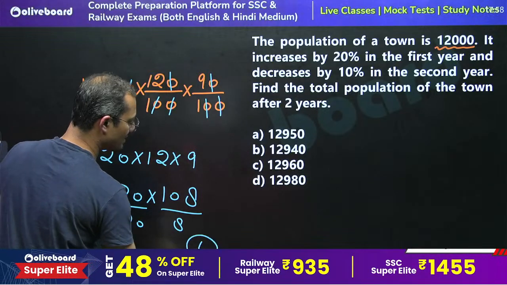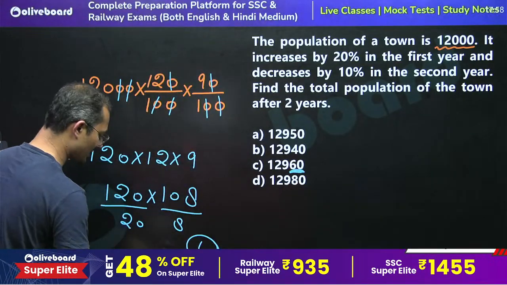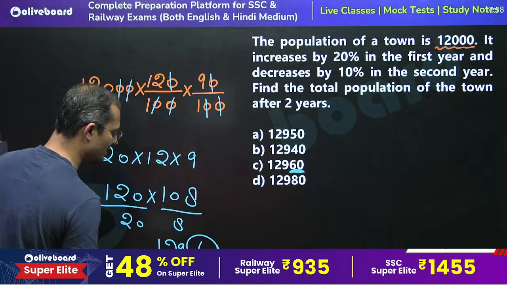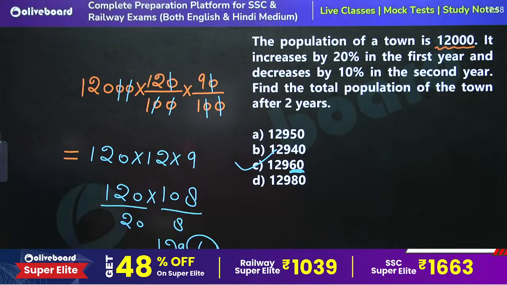The last 2 digits must be 60, and we have only one option in which the last 2 digits are 160. Just by checking the last 2 digits, we can answer that option C is the right answer. Yes, C is the right answer. Krishna, you are very much correct. Vishnu, very good. Ram Krishna, very good. Very good, guys. Great, amazing.